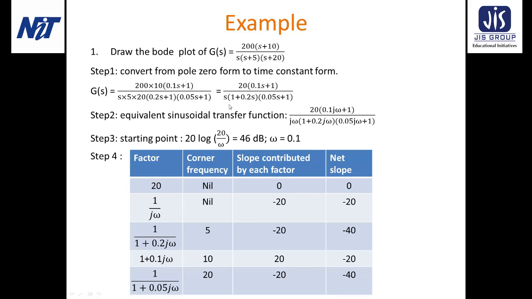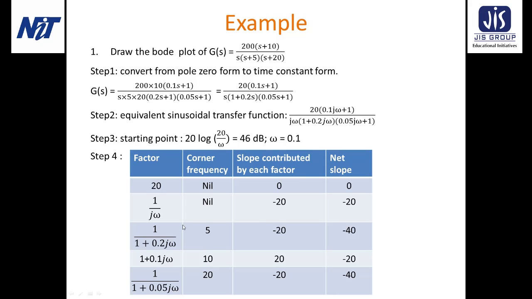So there is a pole at origin. Next, we will convert to the sinusoidal transfer function. That means we will put s is equal to j omega. So in this relation, I have just put s is equal to j omega and found this relation. Next, we will have to find out the starting point, that means the point from where the graph will be started.